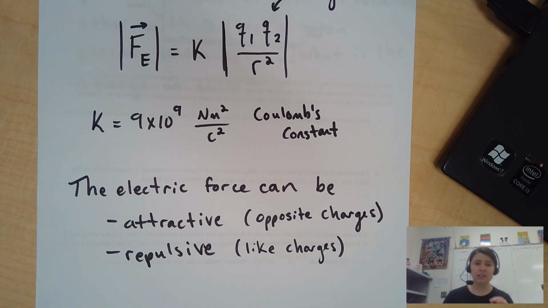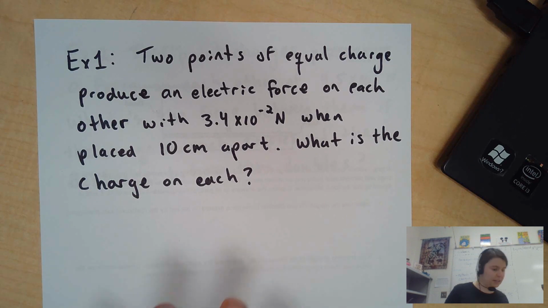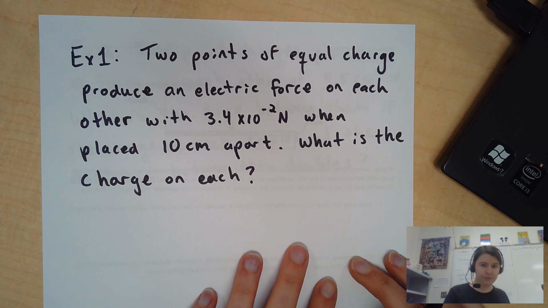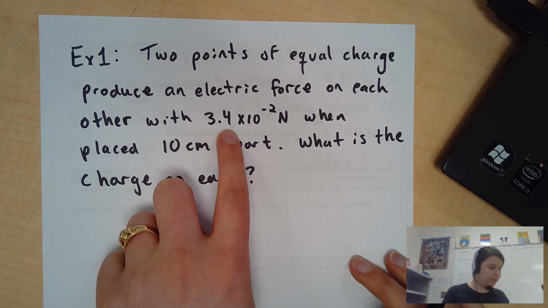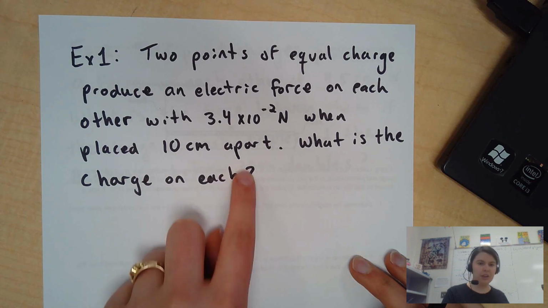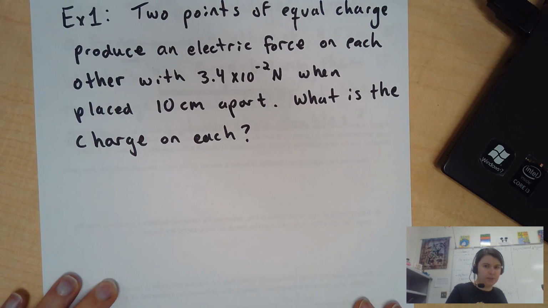Okay. In this video, I'm not going to go too deep into the direction of the force. I just want to give two basic practice problems to really get yourself familiar with just the foundation of this law. So the first one is this. I'll take a moment to read it. Two points of equal charge produce an electric force on each other of 3.4 times 10 to the negative 2 newtons when placed 10 centimeters apart. What is the charge on each? Okay, so that's the basic question.